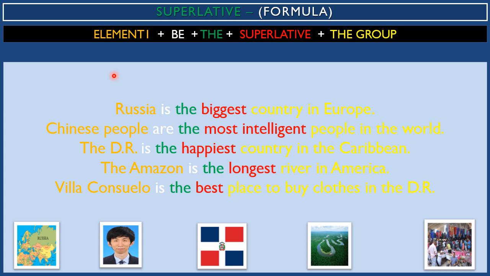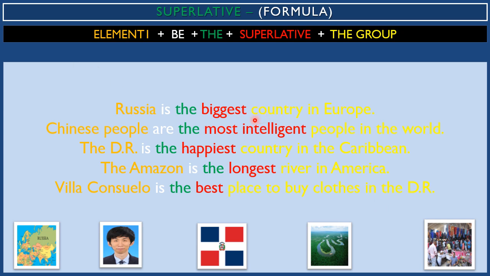To create sentences with a superlative, this is the formula that we need to follow. We have element number 1 plus the verb to be plus the article the plus the superlative plus the group. Let's see some examples. Russia is the biggest country in Europe. Chinese people are the most intelligent people in the world. The DR is the happiest country in the Caribbean. The Amazon is the longest river in America. Villa Consuelo is the best place to buy clothes in the Dominican Republic or in the DR.